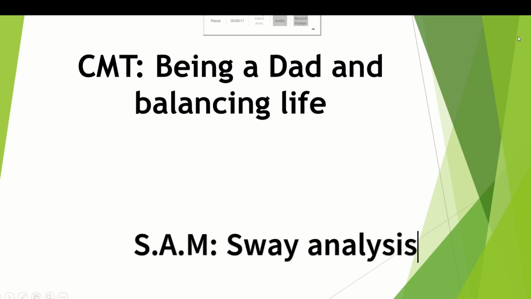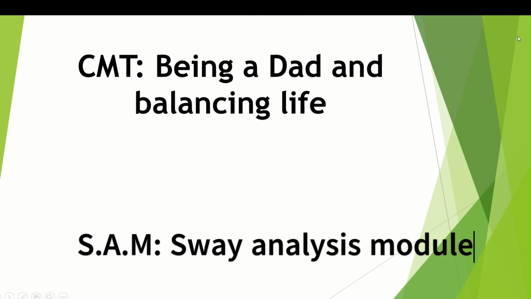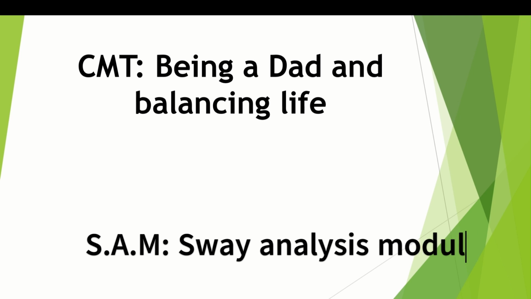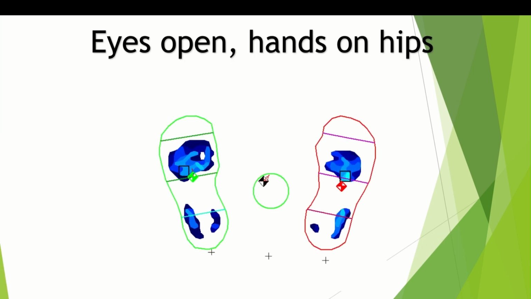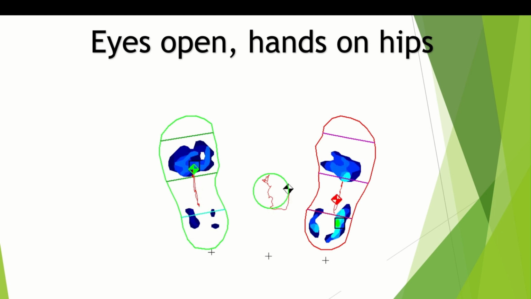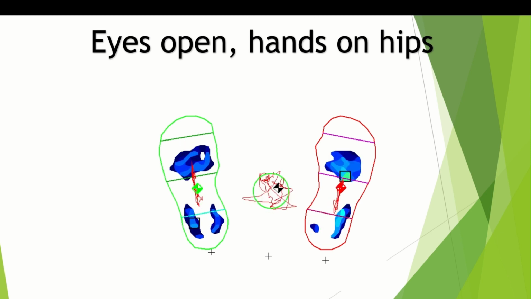We're looking here at a patient with CMT. We've put him on the MobileMat and we're going to look at using the S.A.M or sway analysis software. So standing on the mat with his hands on his hips, left foot and right foot, and you can see the amount of sway that he has, mainly anterior posterior, hands on hips, eyes open.